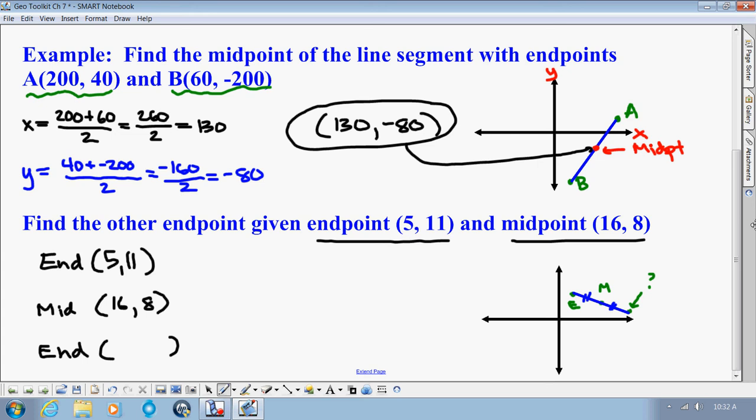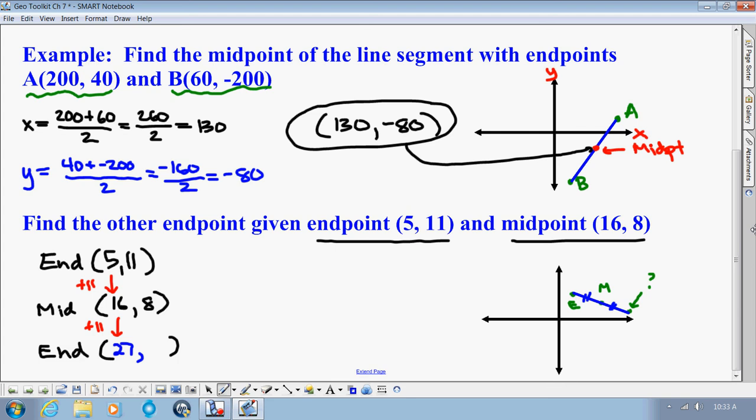And so here's how it works. If I just look at my x coordinates here, if I'm going from 5 to 16, what am I doing? Well, to get from 5 to 16, I'm having to go up 11. So all you have to do is take this x coordinate and continue the same theme. If I jumped 11 to get from 5 to 16, I have to jump up another 11 to get to the next one. So what is 16 plus 11? Well, 16 plus 11 is 27. So that's going to be half of my answer.